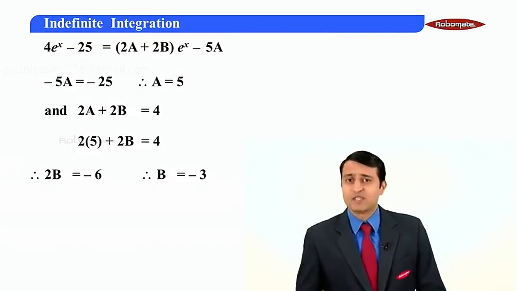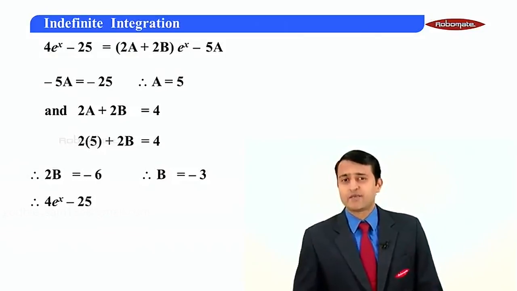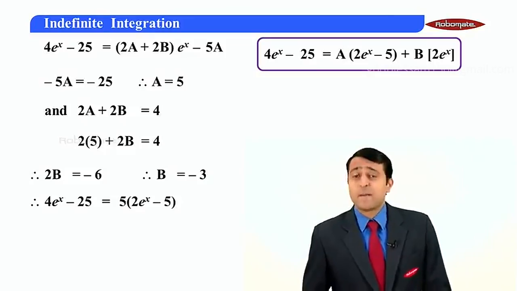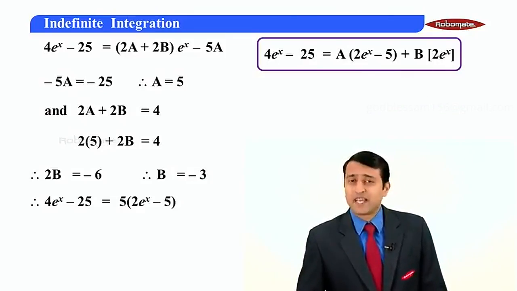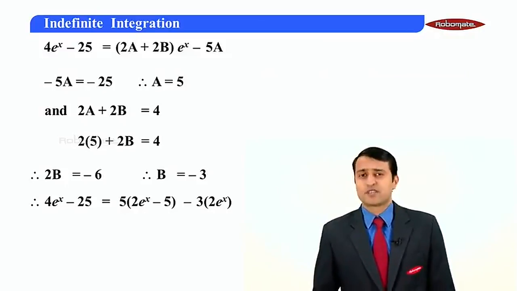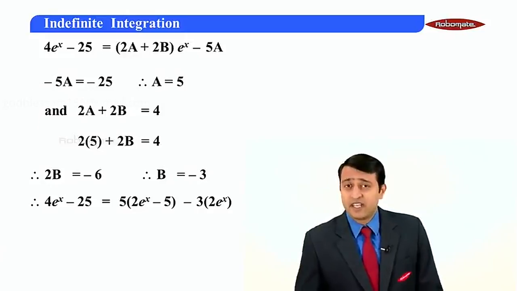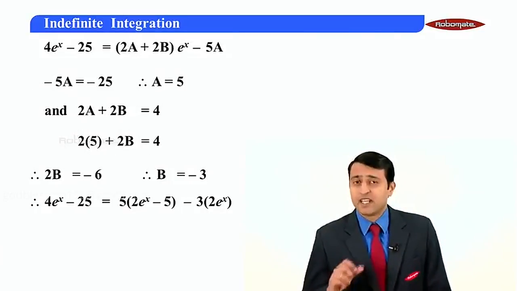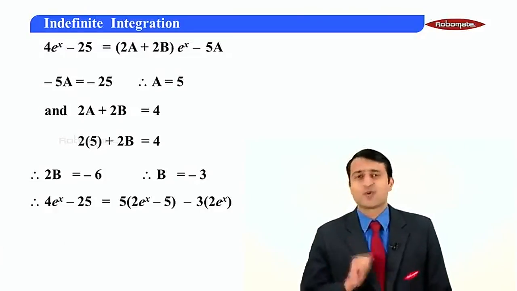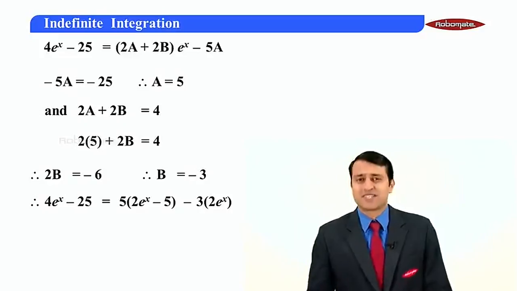So we can write 4 e raised to x minus 25 is equal to a times, a means 5, so 5 times 2 e raised to x minus 5 plus b times, so b times means minus 3 times 2 e raised to x. Students, you can also verify. On the right hand side, if I open the brackets, I'll get 10 e raised to x minus 6 e raised to x, which is 4 e raised to x. And likewise minus 25, which is also there on the left hand side.